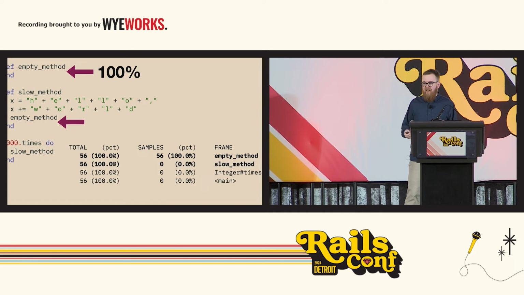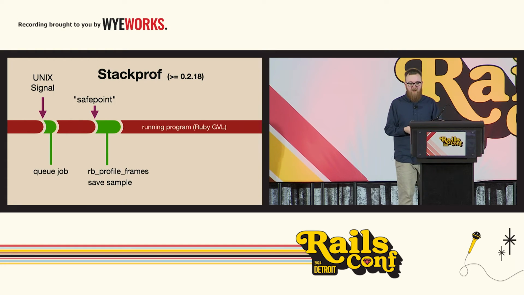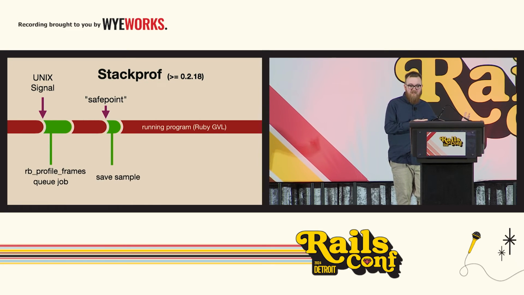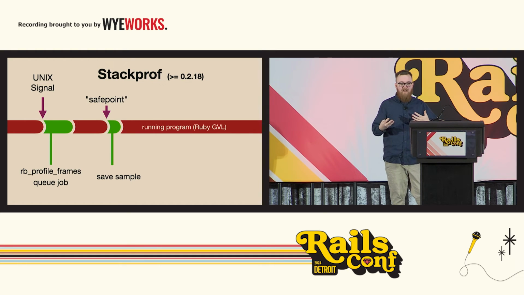So a couple years back, I tried fixing this in StackProf, or I did fix this in StackProf by taking the frame collecting and moving it into the Unix signal, and then only doing the saving of the sample at the safe point. And this helped a lot. This removed the bias, but it still had some issues.